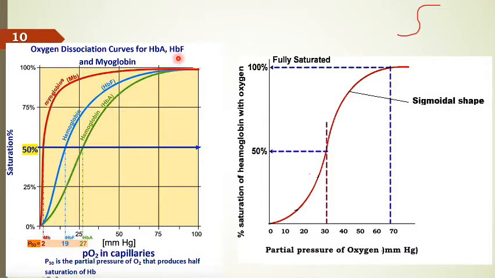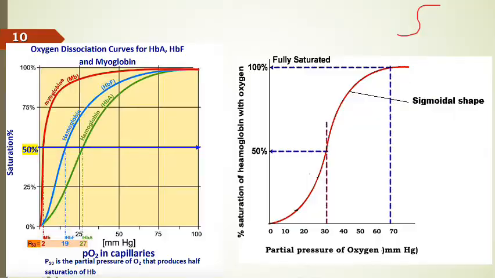If the graph moves to the left side, this means that the heme has higher affinity for oxygen, as myoglobin has higher affinity for oxygen. If you go to the right side, as with hemoglobin A, the normal hemoglobin in the adult blood, the curve moves to the right, meaning that the hemoglobin has lower affinity for oxygen. That is the meaning of shift to the right and shift to the left.